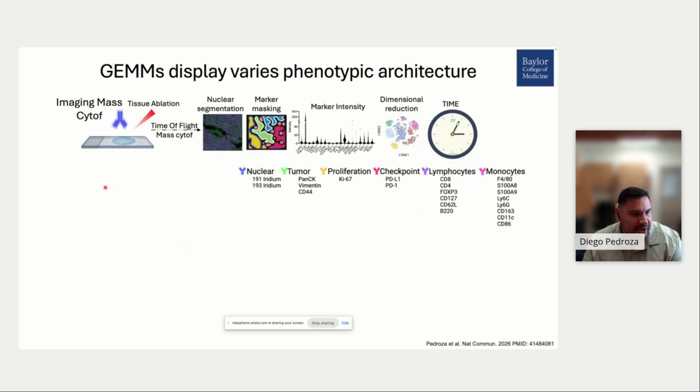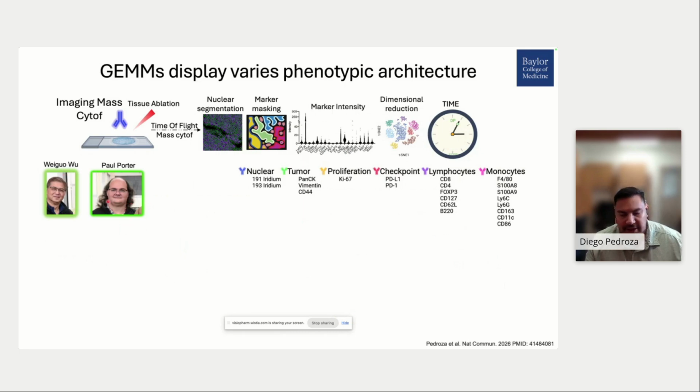So this is, I think, where it gets pretty exciting. This is where we were able to use the workflow for imaging mass cytometry. So I will give credit where credit is due. We partner with Dr. Wegu Wu and Paul Porter. They are the ones that run the core, and they were very instrumental in helping us develop the panel and testing all these tissues and setting up IMC, because when we got here, it was still fairly new.